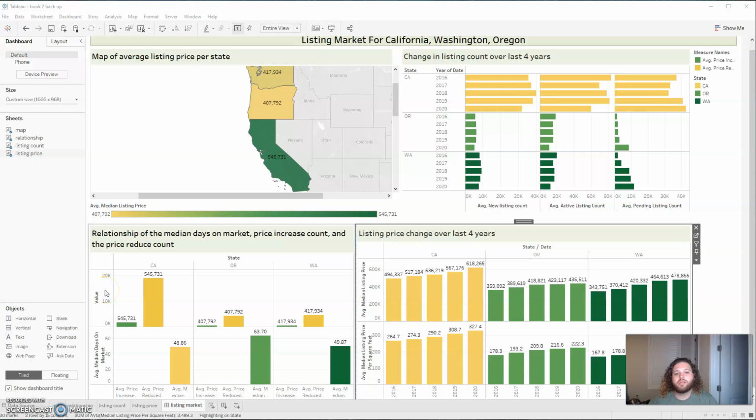I'm a senior at USF, and this is a Tableau assignment for the course FIN 4453. This Tableau assignment is going to cover the listing market prices for the state of California, Washington, and Oregon.